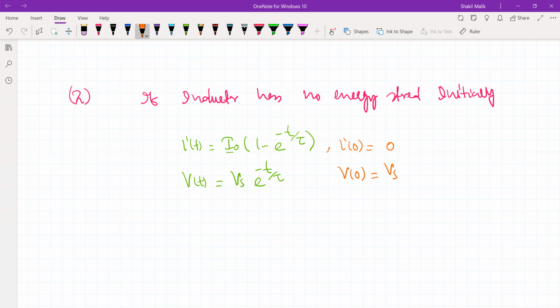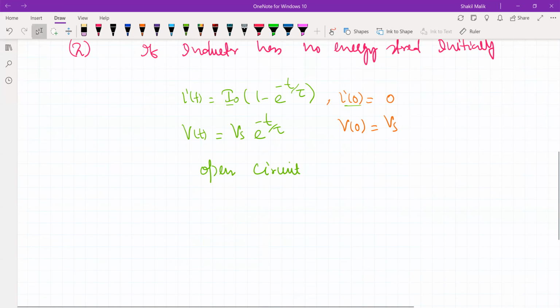Now from this observation, we see if the inductor has no energy stored, the inductor behaves like an open circuit at t equal to 0. The inductor behaves as an open circuit element because we know there will be no current flowing if the circuit is open.